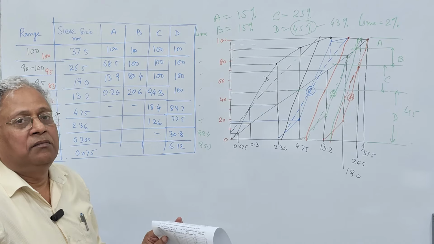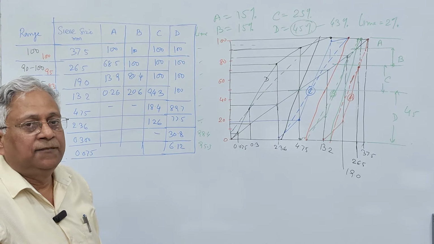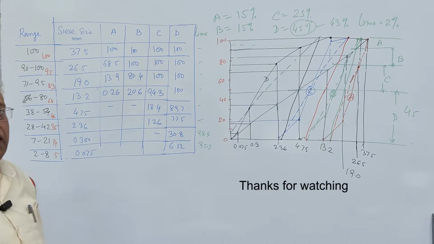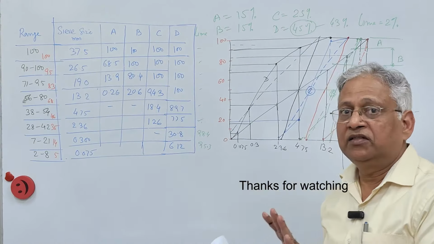So that is how you can mix any number of aggregates which are available at site to get the grading for a mix. It can be bituminous concrete, it can be DBM, it can be BM, SDBC, or even GSB also.